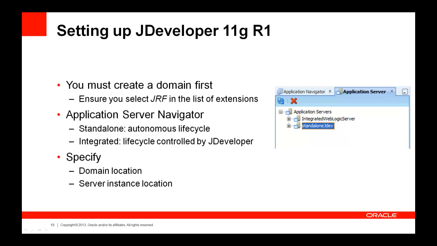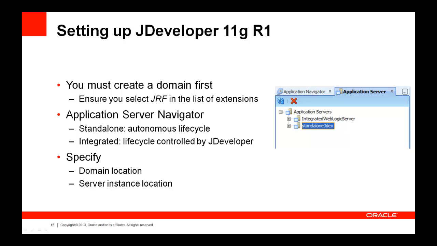The setup in JDeveloper 11G Release 1 is simple. There is one prerequisite. You must absolutely create a WebLogic domain before configuring the connection. When you create that domain, you must ensure that you select JRF in the list of proposed extensions. Once you're done, you will use the Application Server Navigator in order to create the connection.